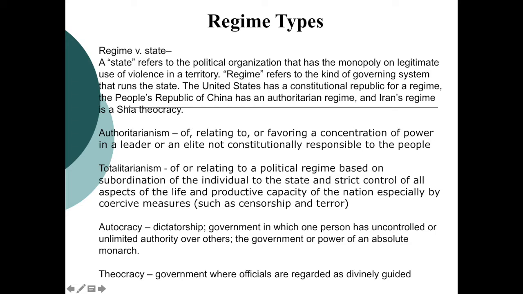That's just one definition. Totalitarian regimes are a type of authoritarian regime where the focus is on the subordination of the individual to the state and strict control over all aspects of life. Think North Korea today. An autocracy, again, is a type of authoritarian regime that focuses on the concentration of power in especially one person or a dictator.